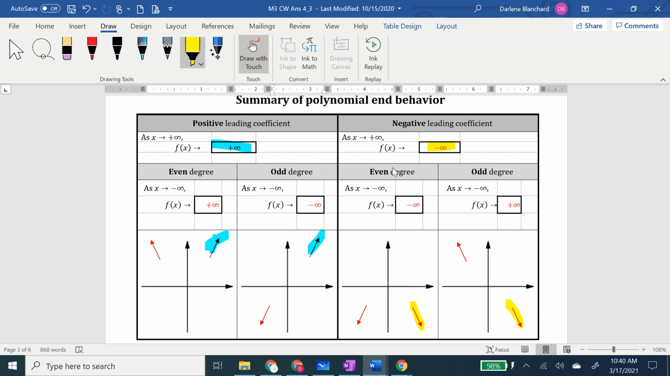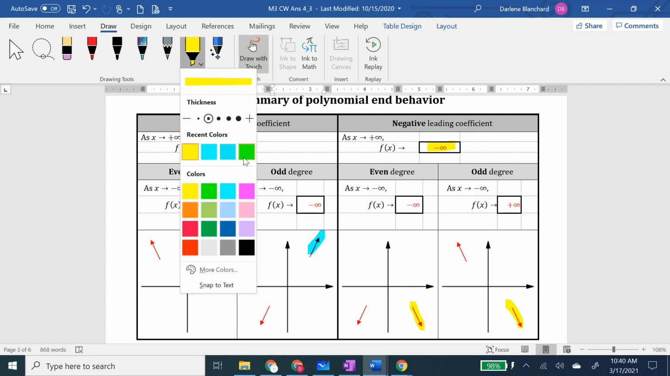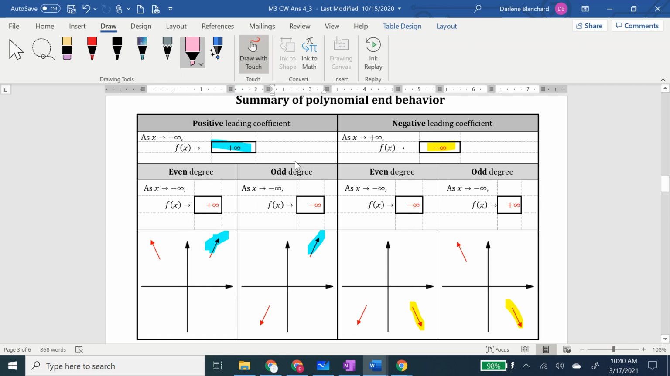Once you determine the right end behavior, then you're going to change to what you're looking at. Now as x is approaching negative infinity, if you have an even degree, then when x approaches negative infinity, you're going to get the same thing. But if it's an odd degree, you are going to get the opposite for the left side.